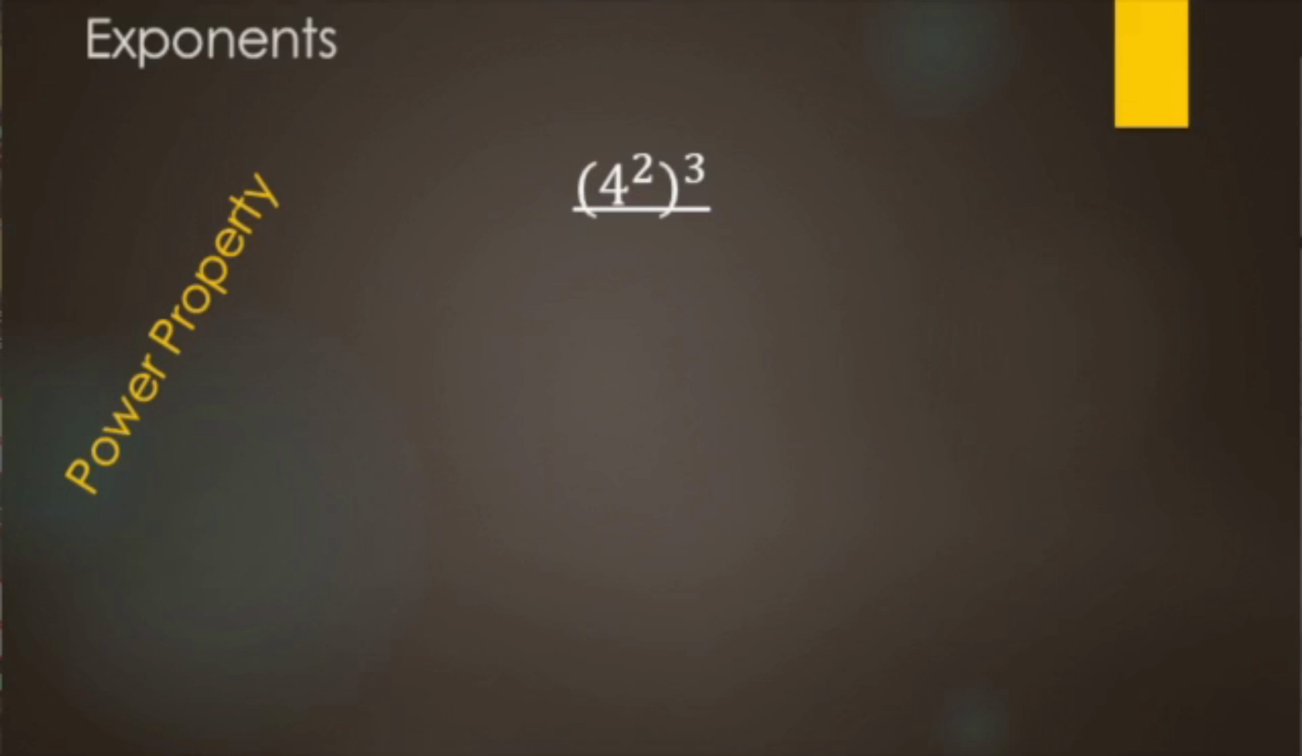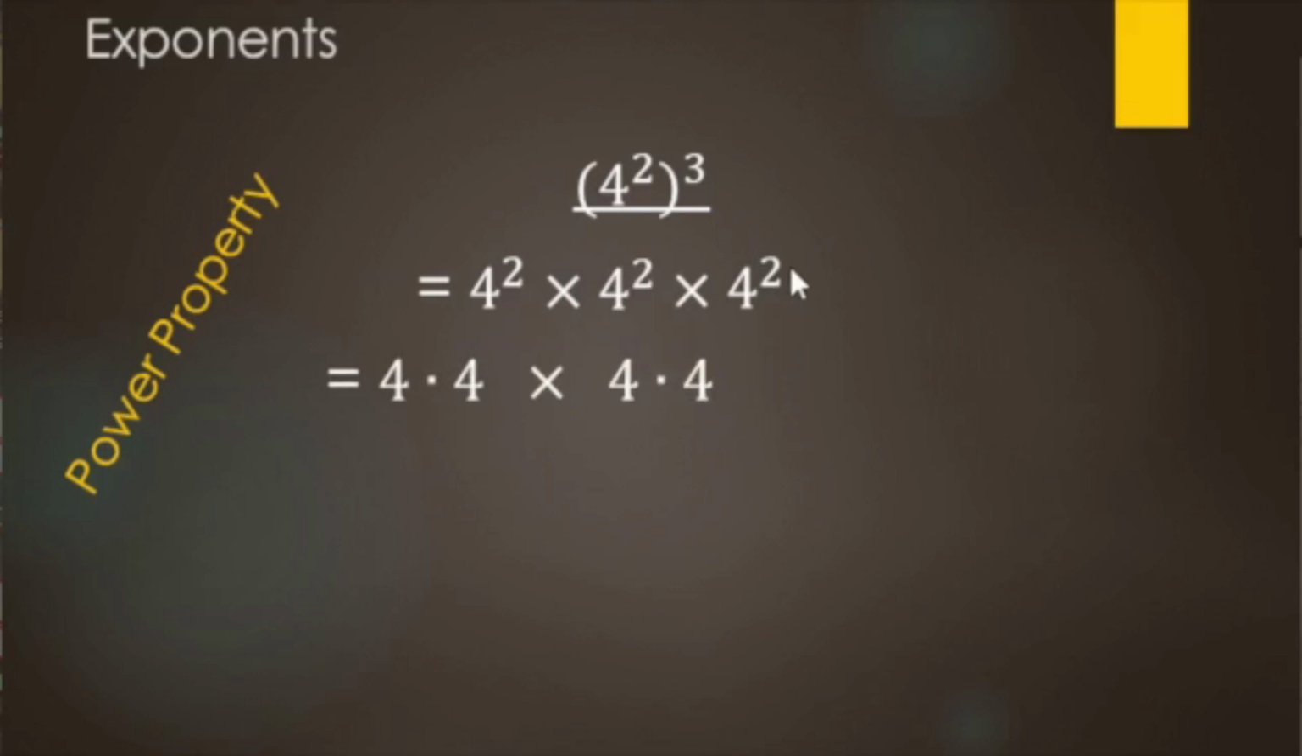Looking at the power property, this is an illustration of how we get it. So this is saying that we have 4 squareds being multiplied. So there's 1 4 squared, there's a second 4 squared, and there's the third 4 squared, all being multiplied. Now each of these 4 squareds we can expand out a little bit more. So here's 2 4s being multiplied, times another 2 4s being multiplied, and then a third group of 2 4s being multiplied. So for a grand total of 1, 2, 3, 4, 5, 6 fours being multiplied.